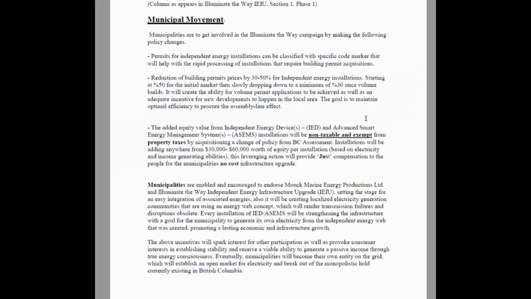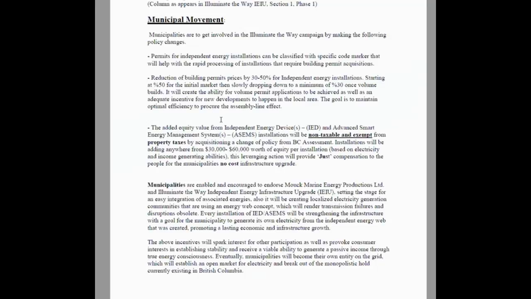The goal is to maintain the optimal efficiency to procure the assembly line effect. Now that helps out with providing the demand needed for the assembly line. Of course, when you look at total accessible market, it's pretty much 100% with independent energy because everybody needs it. That's the thing.